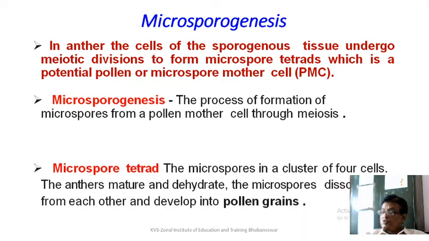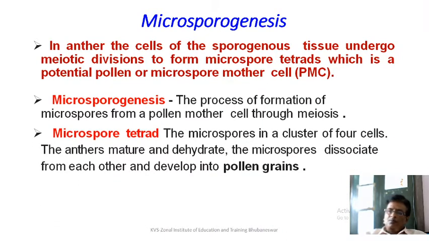So what is microsporogenesis then? Microsporogenesis is the process of formation of microspores from a pollen mother cell through meiosis. What is a tetrad? A microspore tetrad. The microspore tetrad is a cluster in the anther. As the anther matures and dehydrates, the microspores dissociate from each other and develop into pollen grains.